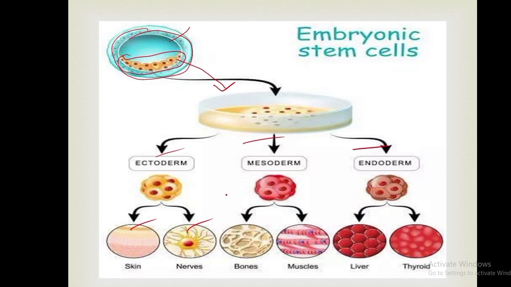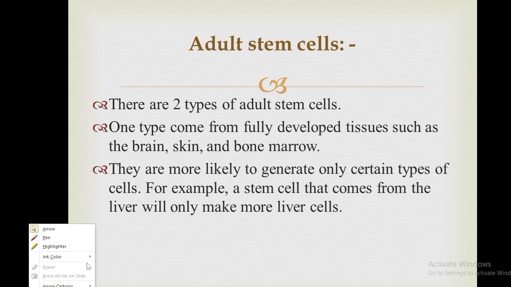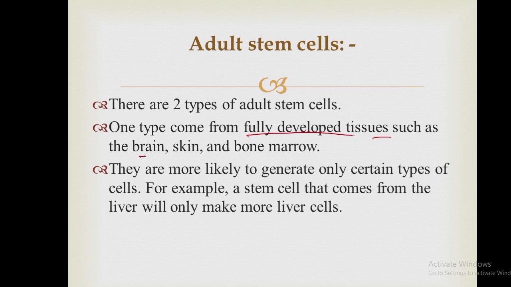After understanding embryonic stem cells, we will move to the second type of stem cell, that is the adult stem cell. Adult stem cells are mainly two types. The first one is the stem cell present in fully developed tissues like brain, skin, and bone marrow. But in these types of stem cells, there is one drawback. Because these are isolated from a certain type of tissue, they can only generate a certain type of cells. For example, if stem cells are isolated from liver, they will generate only a special type of liver cell. That is the drawback of this type of adult stem cells.